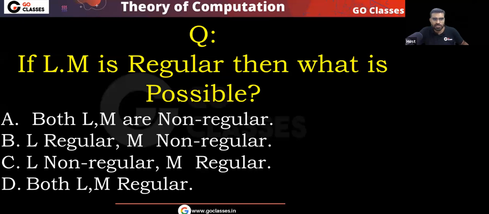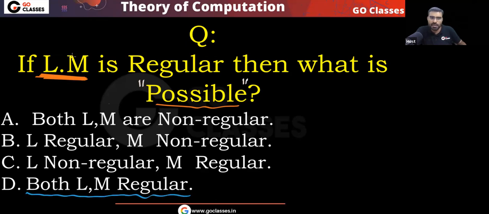Tell me the answer for this question quickly. Now I am saying L·M is regular. L dot M, that is regular. So what is possible? Is it possible that both can be regular? Yes, it is possible. Regular dot regular is regular.